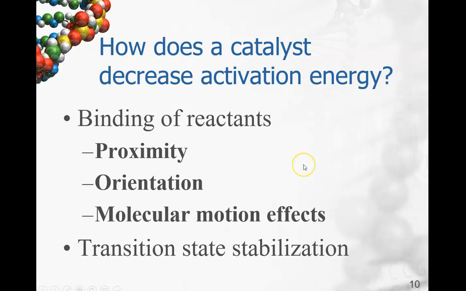So we can ask the question, how does the catalyst decrease the activation energy? Well, a number of ways. One is by binding the reactants, and this puts them in proximity to each other in the proper orientation and decreases their molecular motion. And then, as the substrate moves towards product, the transition state is stabilized. So let's talk about how this works.